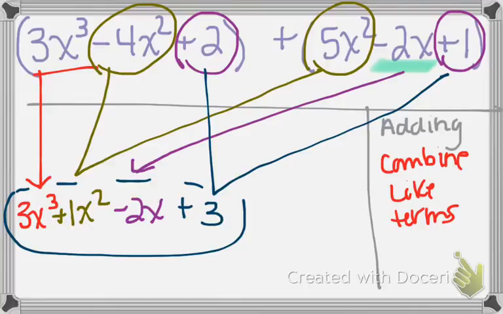Sometimes it helps, I think, when you're dealing with it, to cross things off as you go. So 3x cubed, I was done with it once I wrote it down. Then the green, negative 4x squared plus 5x squared, I'm done with it. Then what do I have left? That can help sometimes if you need that for organization.